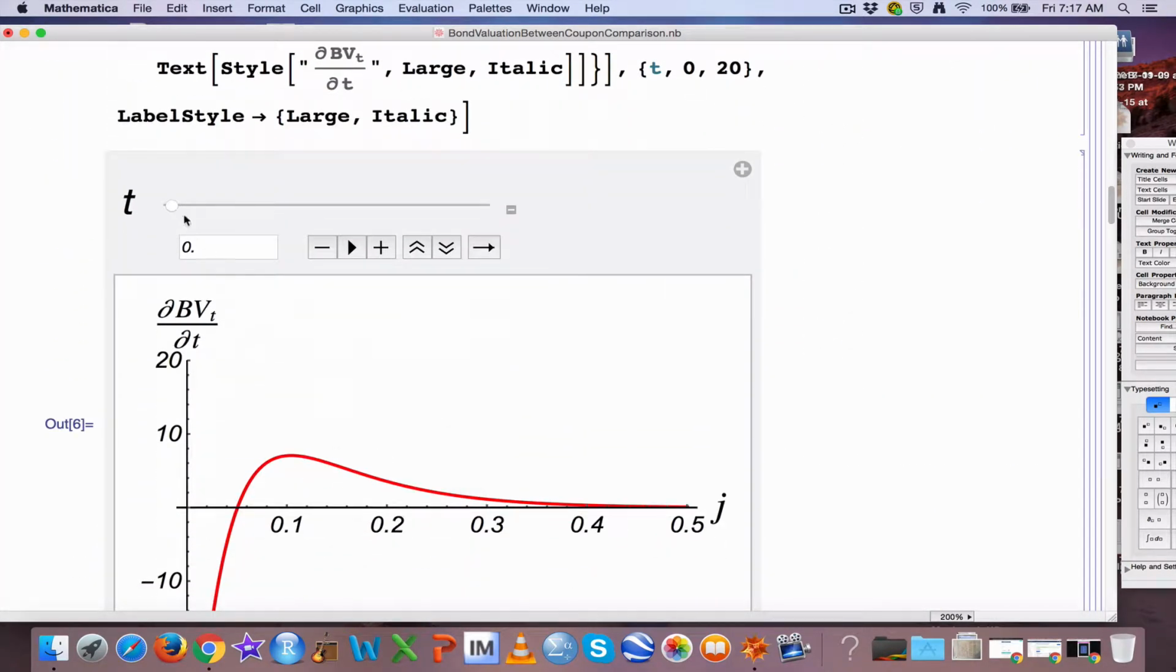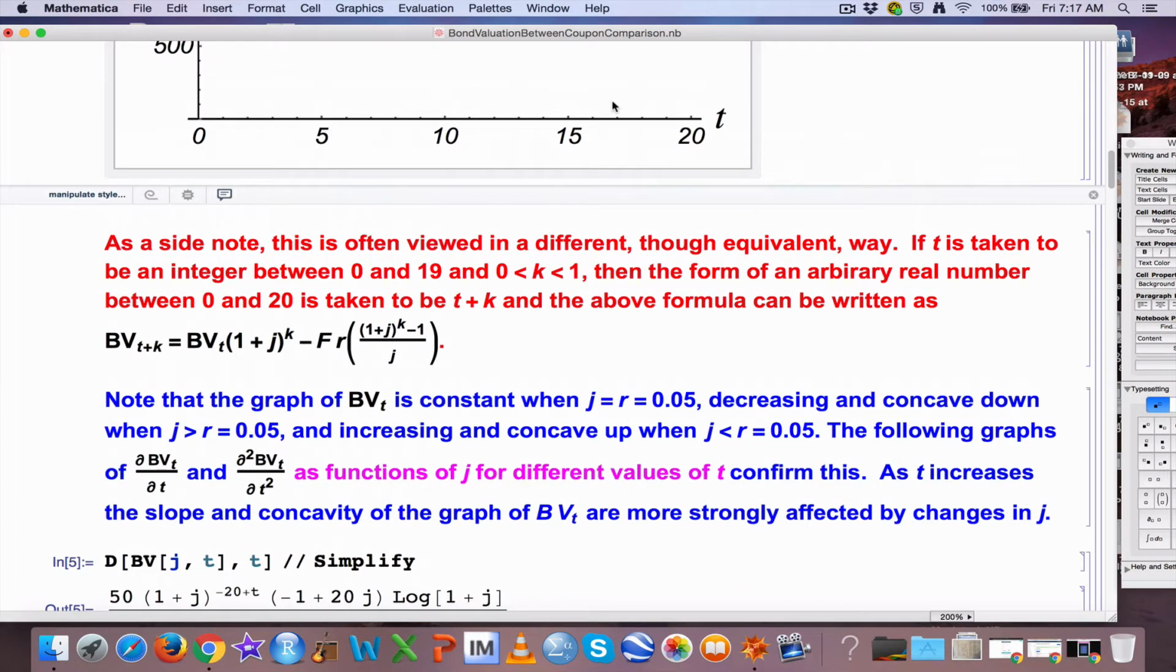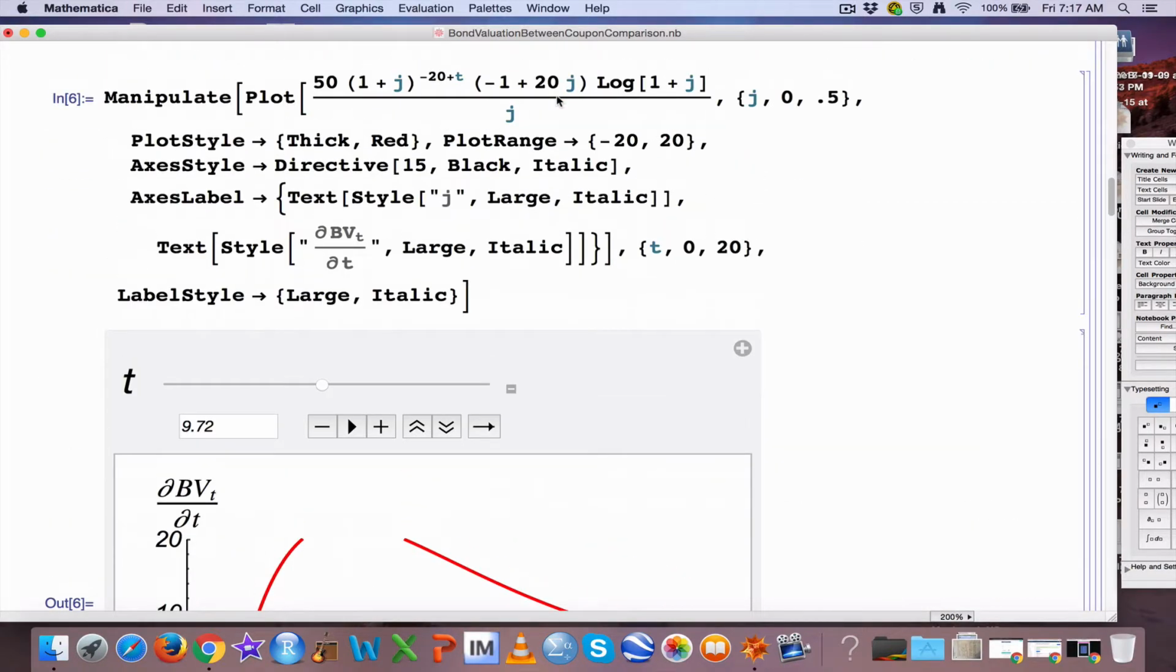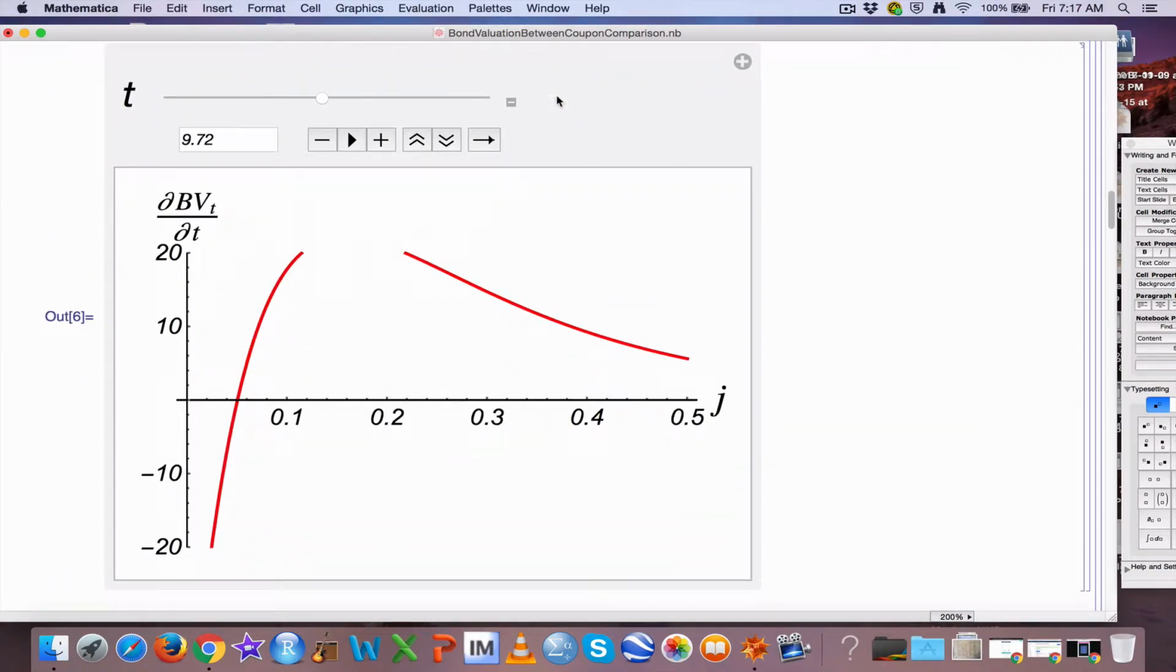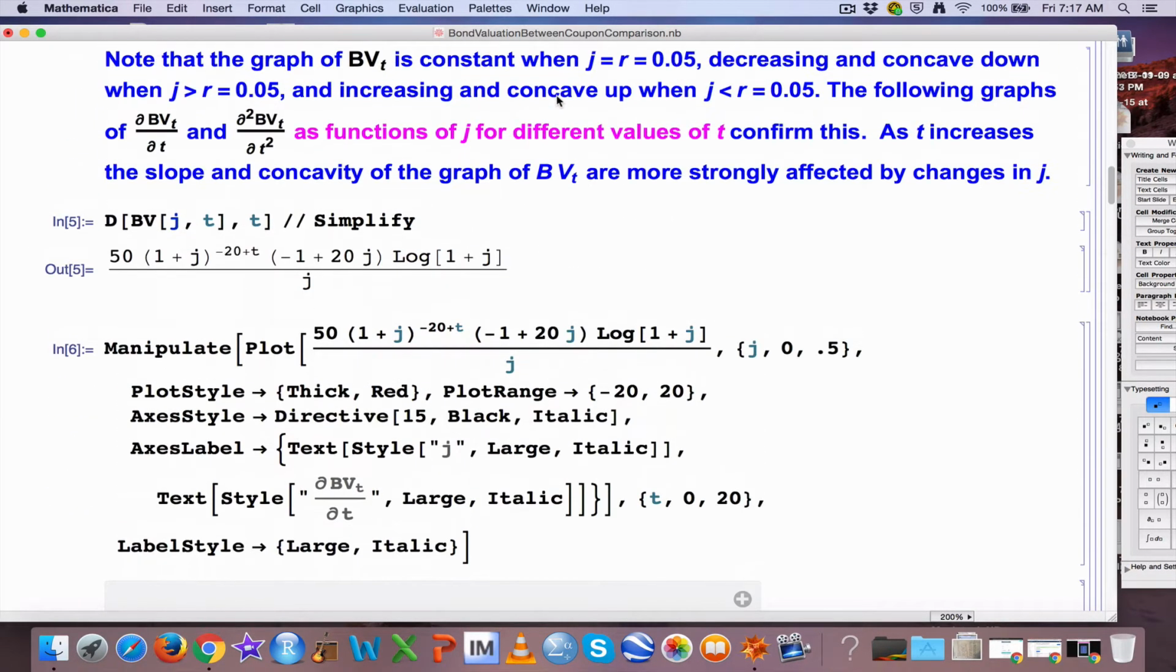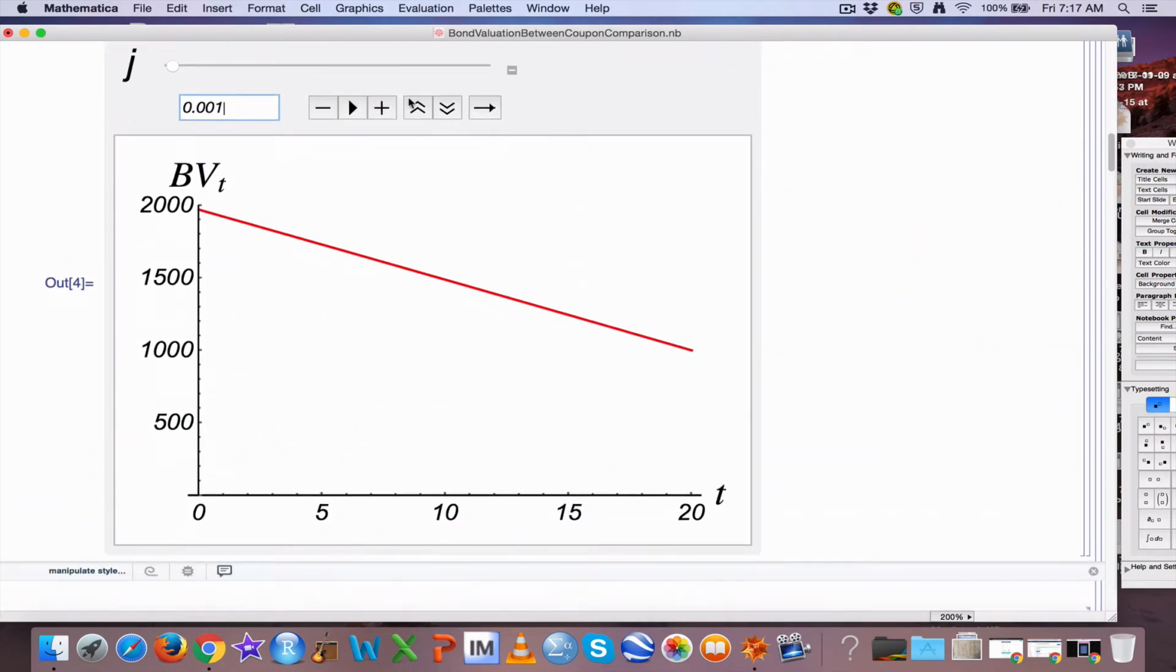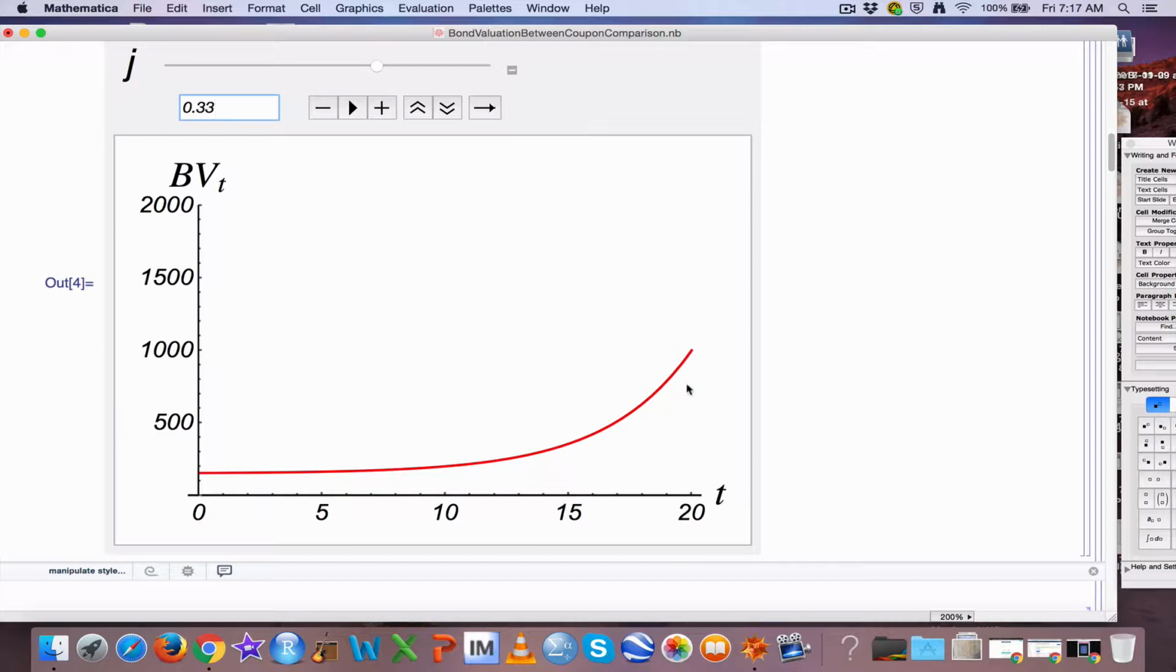It's also telling us, again, that as t increases, as I move to the right on this graph, the slope is more strongly affected by changes in j, and you can definitely see that, for example, as j increases. The slope for large values of t has more variability, you might say, and is affected more by changes in j than the slopes are over here.